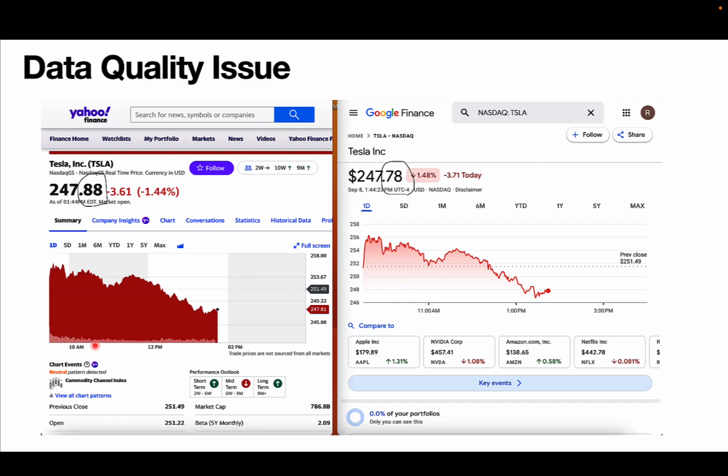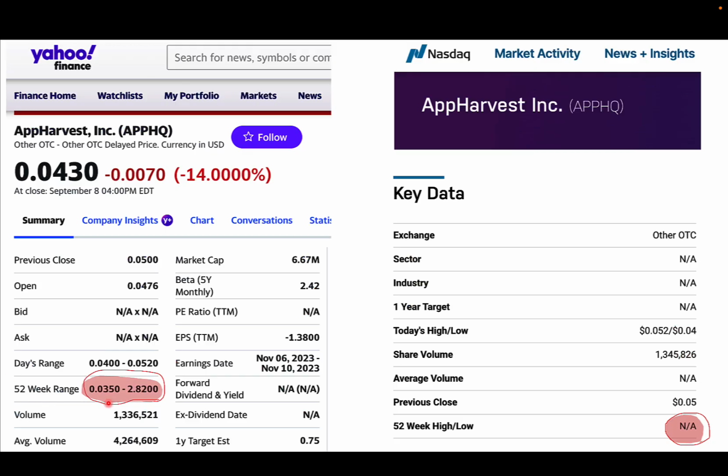Here is an example of a data quality issue. Suppose someone is checking the price of a stock from multiple sources and then they get different values depending on when these values get updated. And here we can see an example of missing data. So one site has the 52 range, the other one does not.